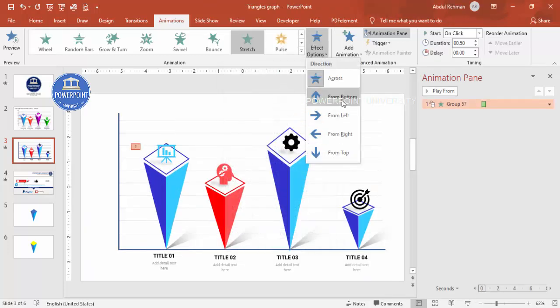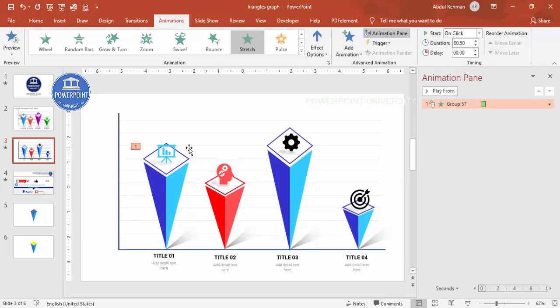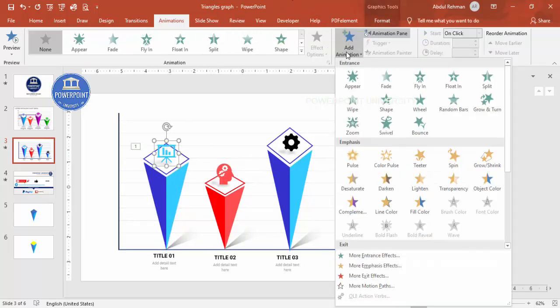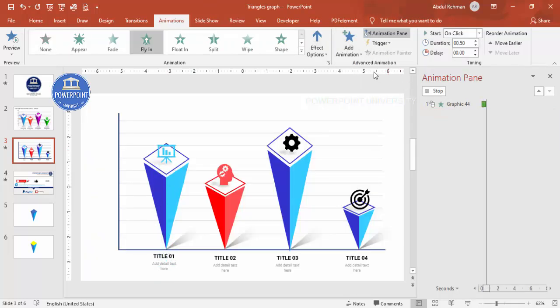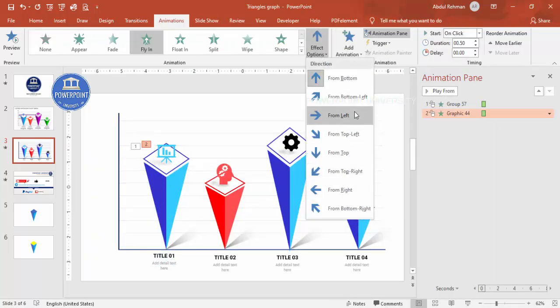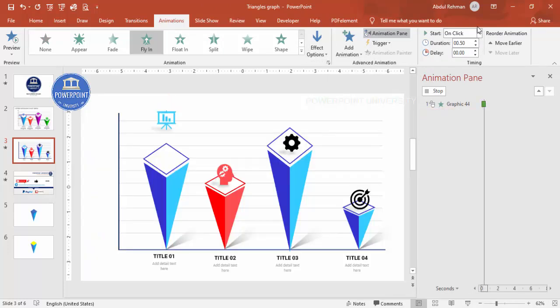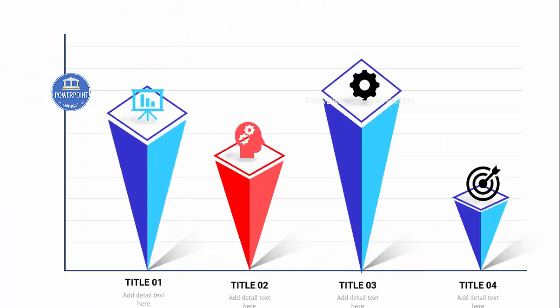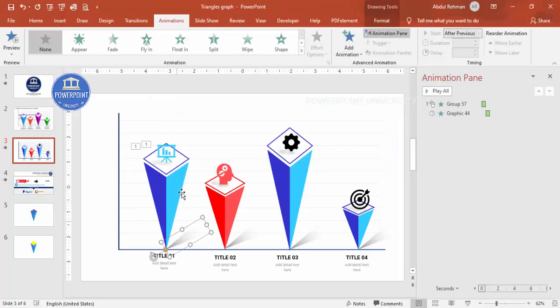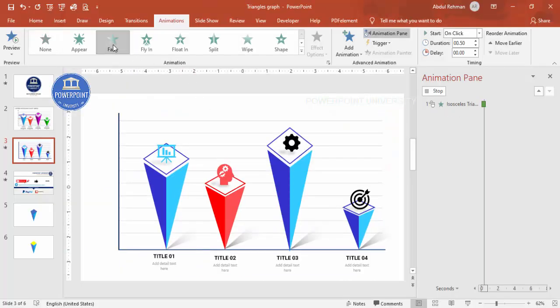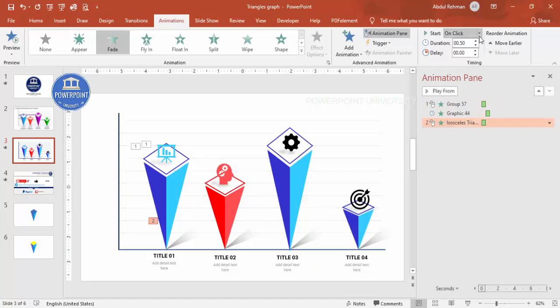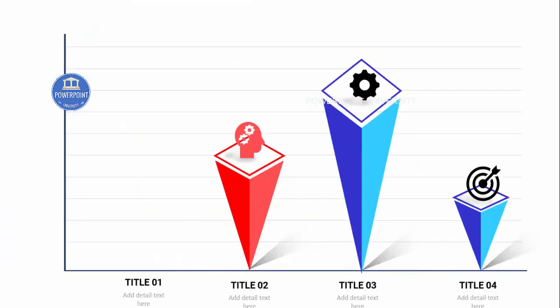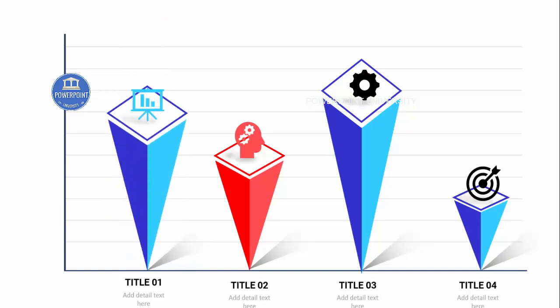Stretch I'm going to say from bottom, so it comes something like this, and then this one should come from the top. So I'm going to add a fly in animation, and that should come from top. All right, and that should happen maybe with previous or after previous, depending on your requirement. So if I play, it comes something like this. And at the same time, the shadow effect, for that I'm going to use the fade effect. You can see here, and that should happen with previous. So let's see now. All right, so you can see here it comes something like this.